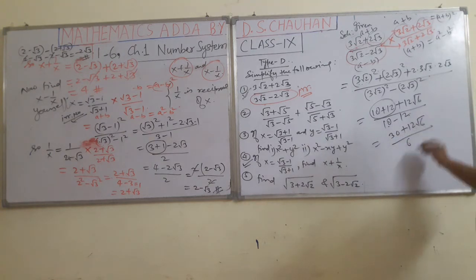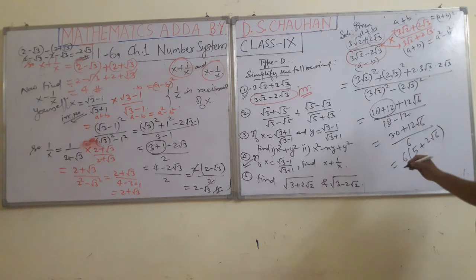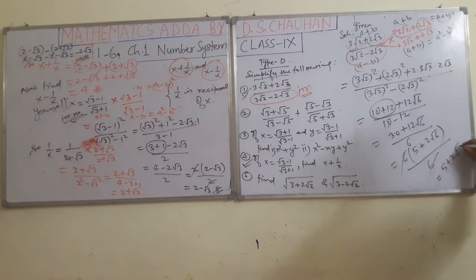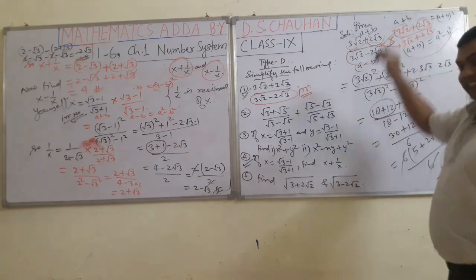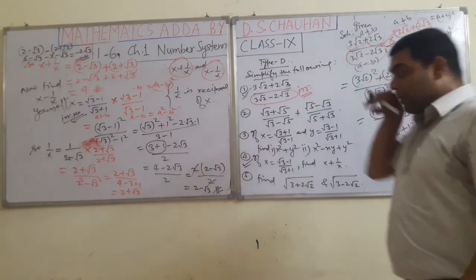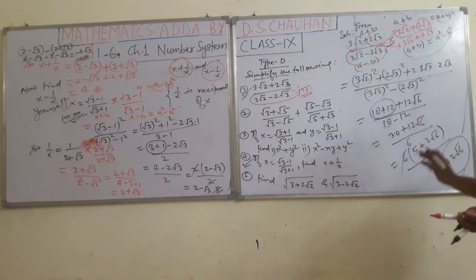See, in the numerator 6 is common. Take 6 as a common factor. You will get 5 plus 2√6. 6 and 6 cancel. Now what do you have? 5 plus 2√6. This is the simplest form of this. Is it clear, student? I hope all of you are perfectly satisfied.